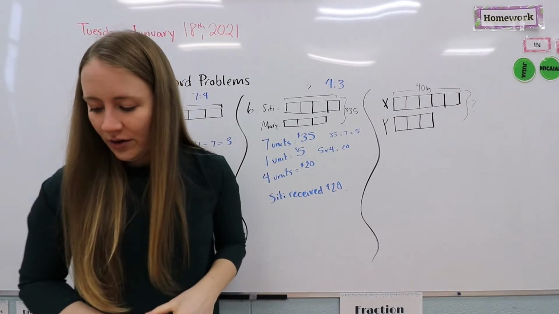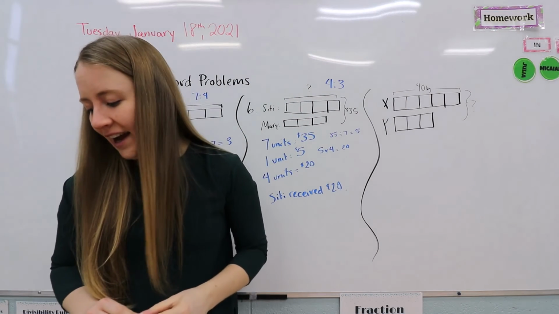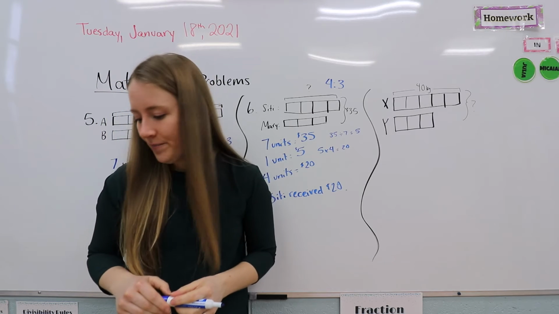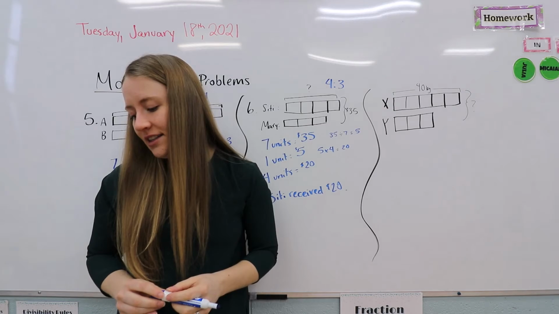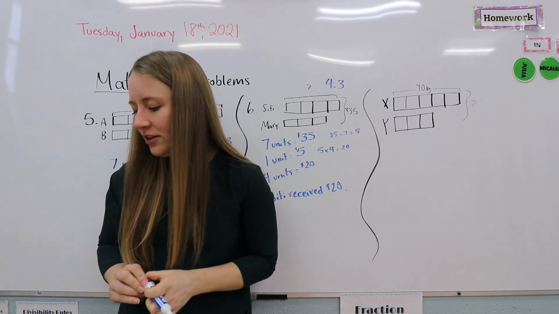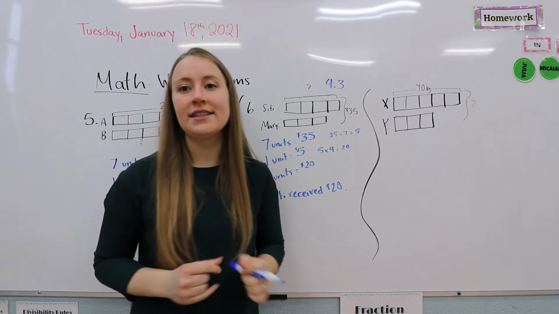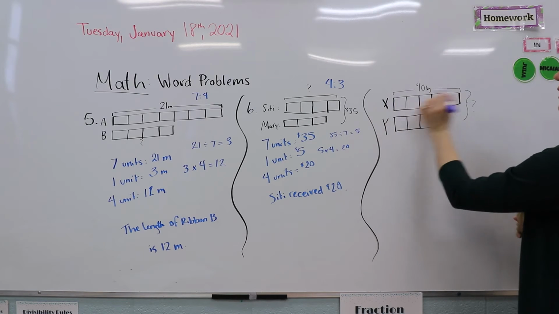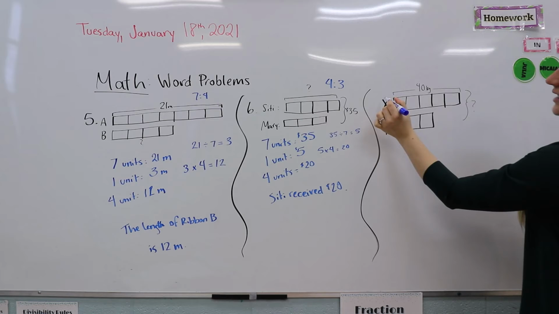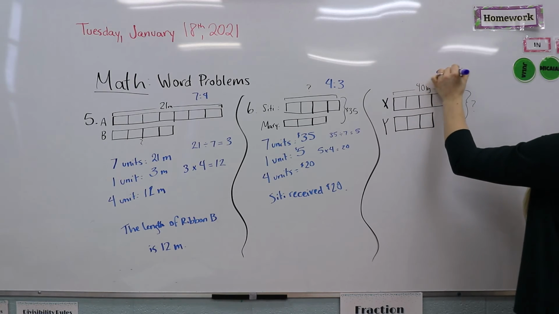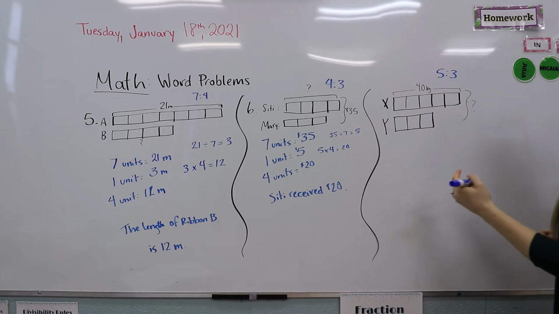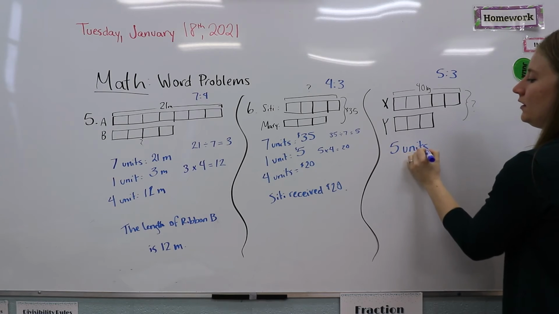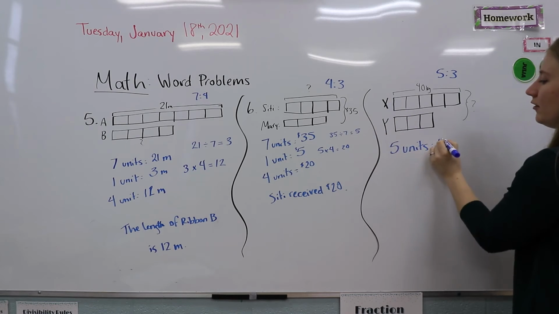So the ratio of the weight of package X to the weight of package Y is 5:3. If the weight of package X is 40 kilograms, find the total weight of the 2 packages. Okay, so we've got some key information here. So they've given us 1 set, so the ratio is 5:3, and they've given us the value for 5, which means we know that 5 units is this X of 40 kilograms.